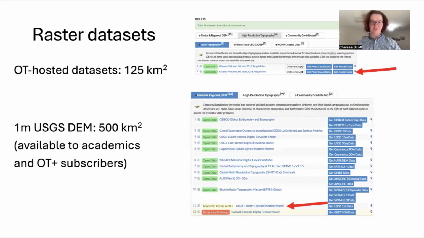So to begin, raster datasets. With OpenTopography datasets, you can, in a single job, process and download up to 125 square kilometers of raster datasets. And for the vast majority of datasets, this will be quite a bit larger than what you can access in a single job of point cloud data. To access these raster datasets, you'll want to go to the dataset selection and say get raster data. And I'll now show you how to do that on the OpenTopography portal.